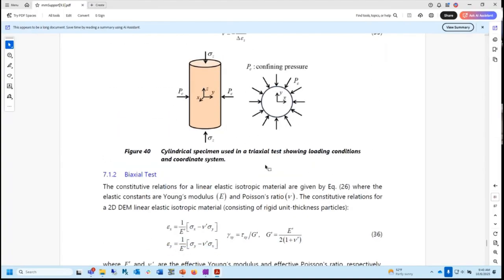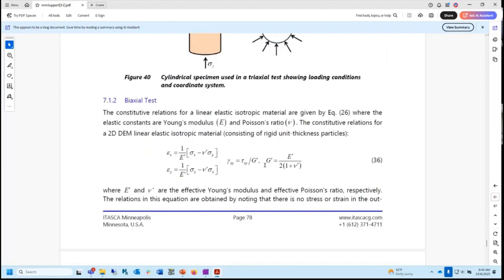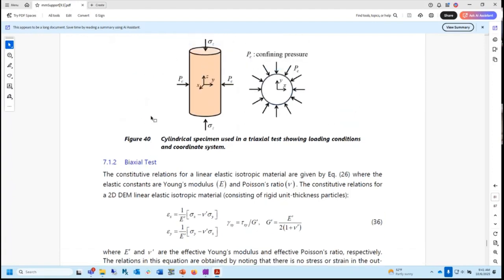Yes. Okay. Now, this is crazy big deal important. There are so many people in the literature who don't understand this. Now, let's talk about a biaxial test. Well, first of all, what the heck is a biaxial test? A biaxial test is a different test.